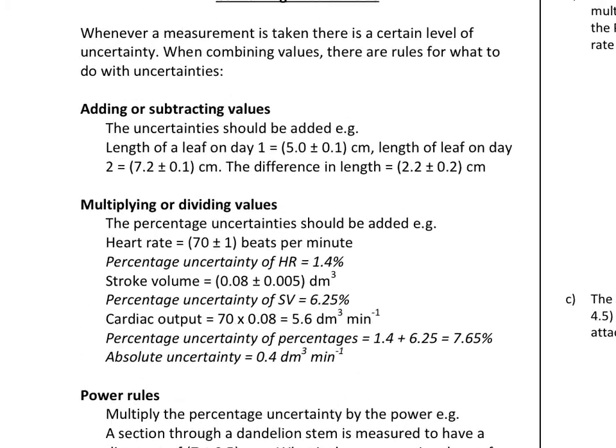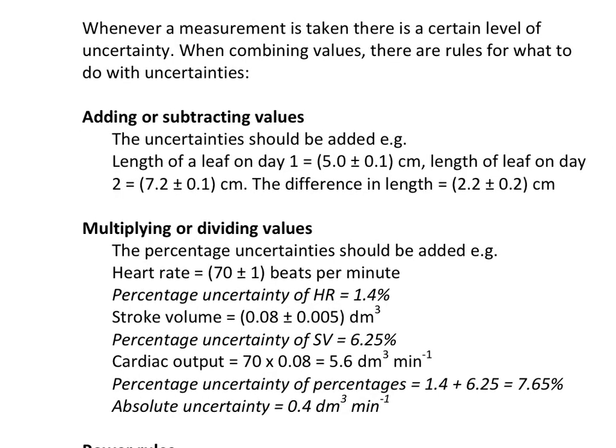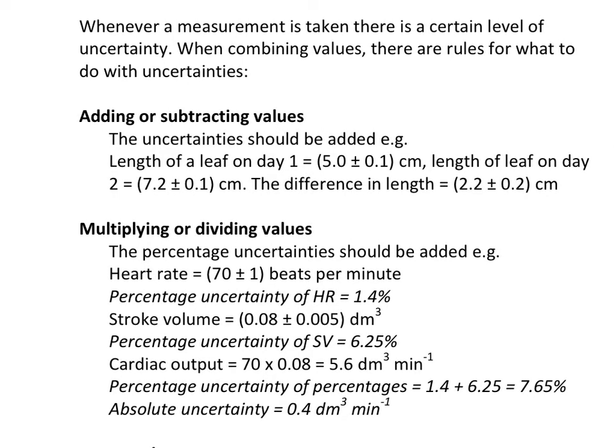Okay, so we're just going to have a look at adding or subtracting values first, and then we'll have a go at one. I like to highlight the odd bit, especially numbers. The uncertainties should be added always, never subtracted. The leaf on day 1 was 5 centimeters long, and the leaf on day 2 was 7.2, and therefore I've got the difference. It was asking, how much has it grown by? Well, it's grown by 2.2 centimeters, and you can see that the uncertainty was always a millimeter, 0.1 of a centimeter, and they've just added those two together to get the final answer.